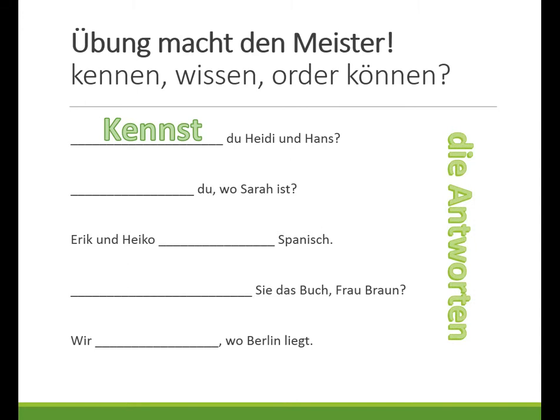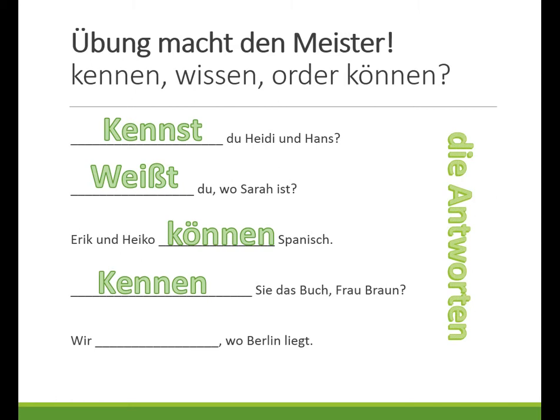Kennst du Heidi und Hans? Weißt du, wo Sarah ist? Erik und Heiko können Spanisch. Kennen Sie das Buch, Frau Braun? Wir wissen, wo Berlin liegt. So if you made any mistakes, make those corrections in another color. Vielen Dank.